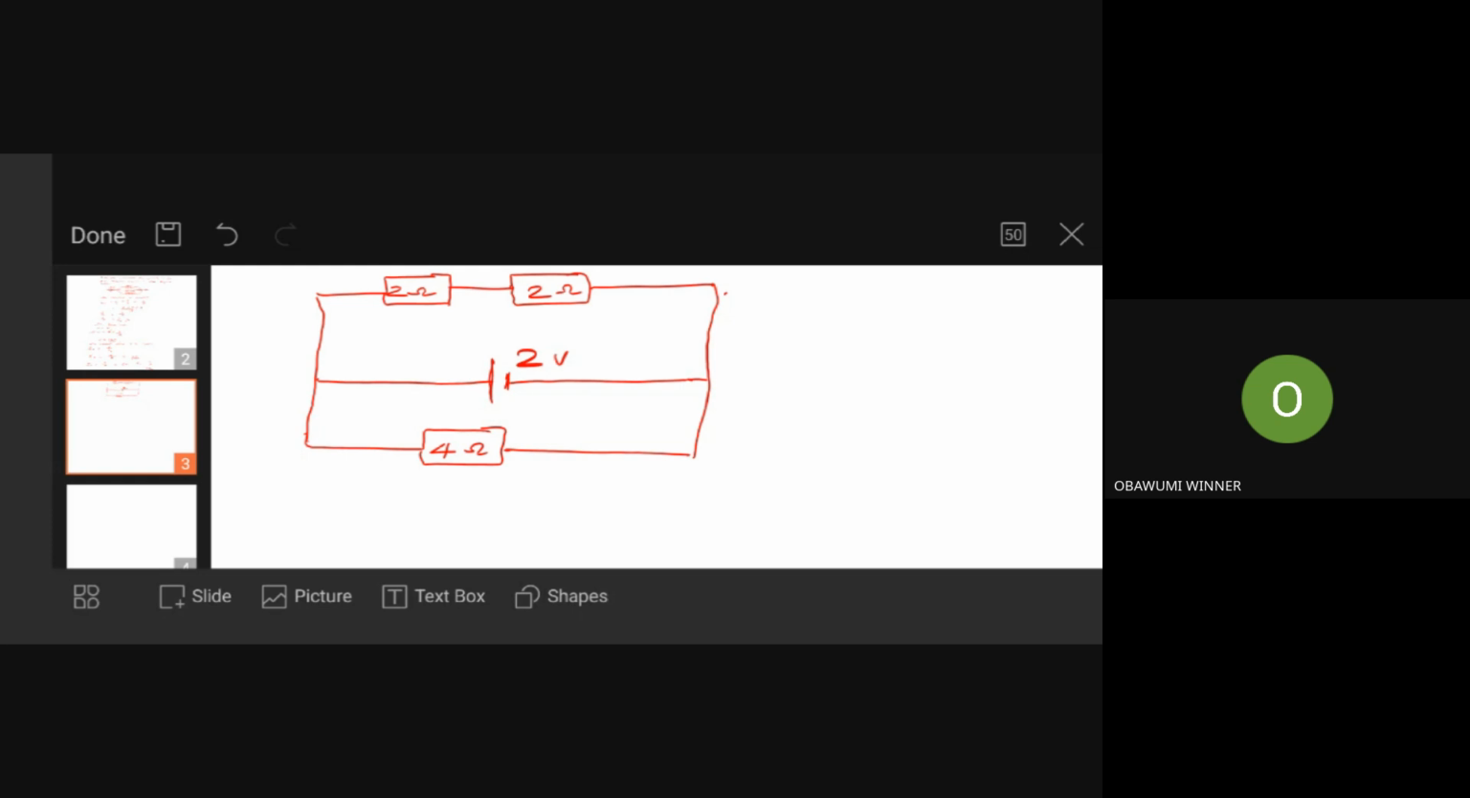And then, of course, the current will always flow from higher potential. This is the direction of the current flowing this way. And then the question says we should calculate the current I flowing through the circuit. They say calculate the current I flowing through the circuit. Okay, so how do we solve this question?